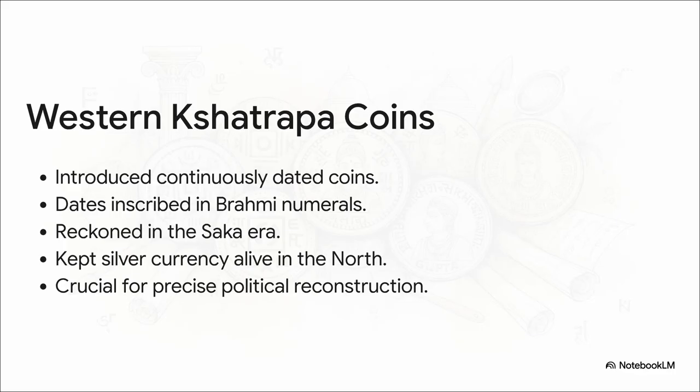Then you have the Western Kshatrapas, who alongside other powerful dynasties like the Kushanas, honestly gave historians a massive gift. The Saka Kshatrapas were the very first in ancient India to continuously date their coins. They used Brahmi numerals, reckoning time in the Saka era, stamped right behind the ruler's head. Before this, dating Indian history was incredibly murky, but these silver coins give us a precise year-by-year political timeline.